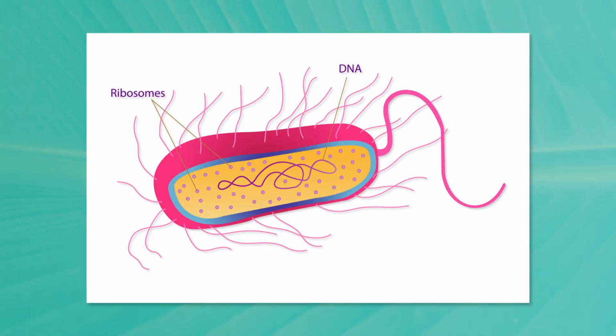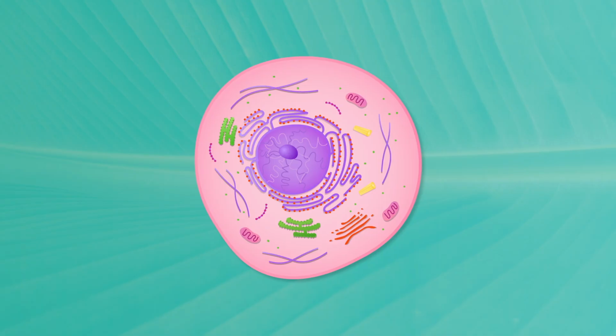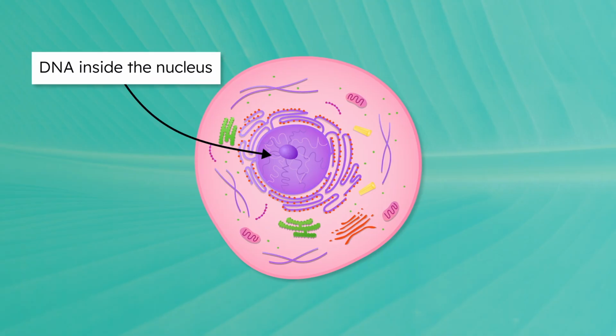In prokaryotic cells, DNA and ribosomes are both floating around in the same place, the cytoplasm. This makes it pretty simple for the ribosome to read the instructions. But in eukaryotic cells, it's not so simple. DNA is stored safely inside the nucleus, and it's too large to leave, so the DNA instructions can't reach the ribosome directly.